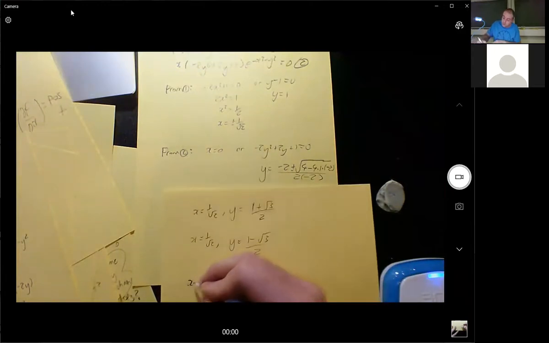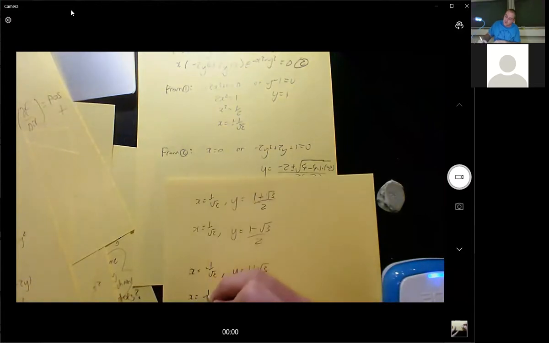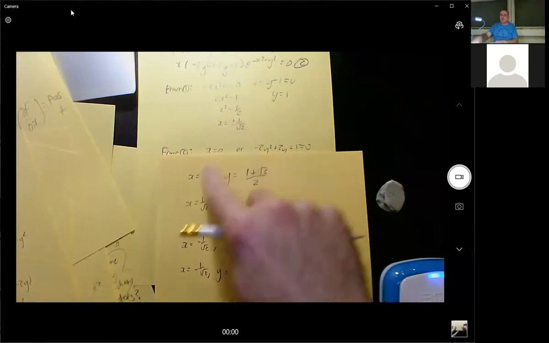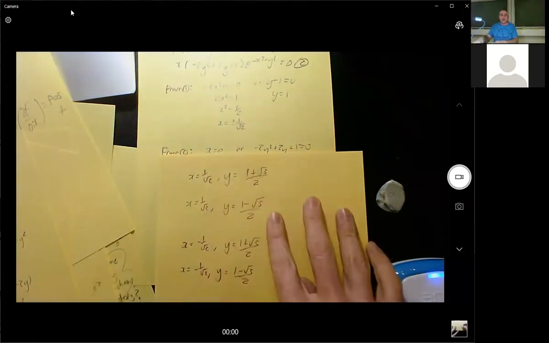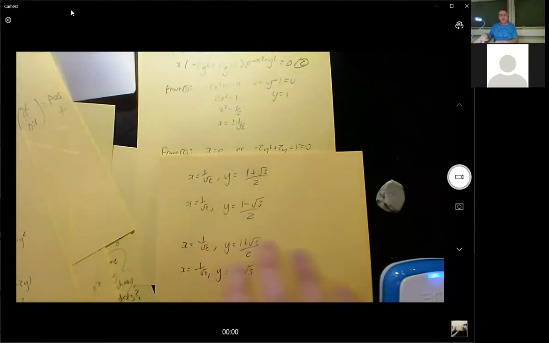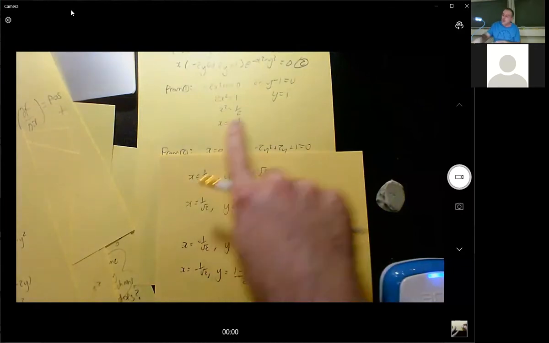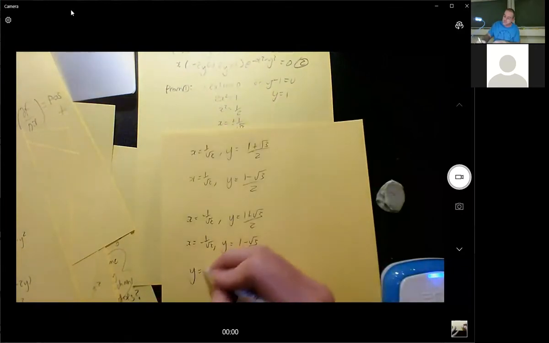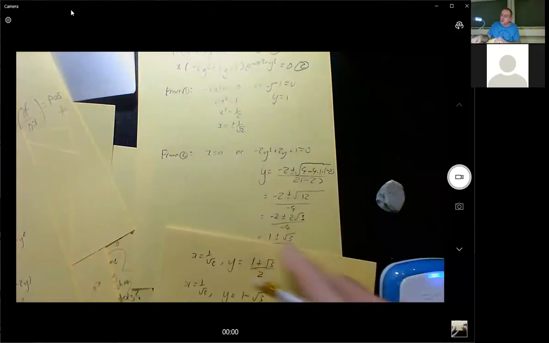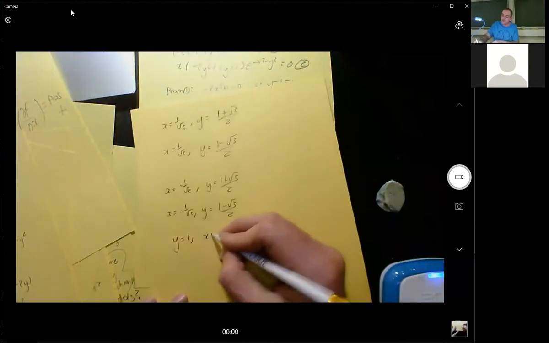But we can also have x being minus 1 on root 2 and y being 1 plus root 3 on 2, and x being minus 1 on root 2 and y being 1 minus root 3 on 2. So we did x equals 1 on root 2 and figured out what had to go with that. X is minus 1 on root 2, figure out what went with that. And now the other option is that y is 1. And if y is 1, it can't be equal to this, so the x must be 0. So I get 5 critical points.